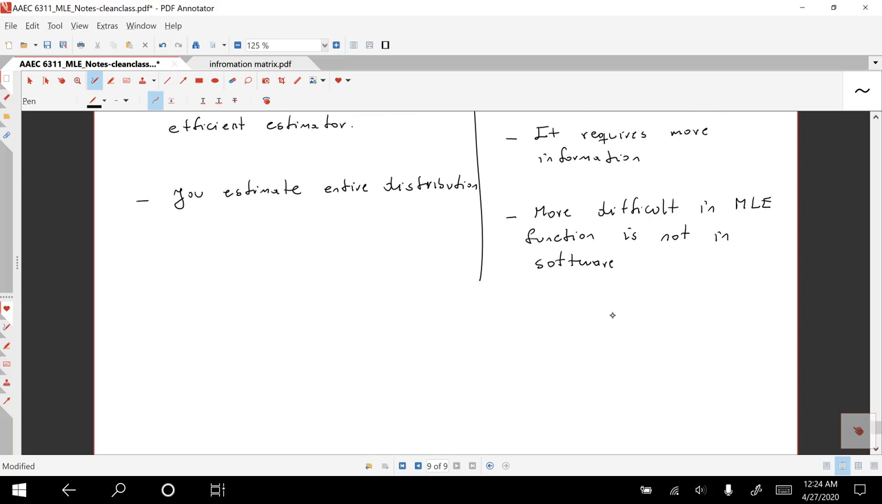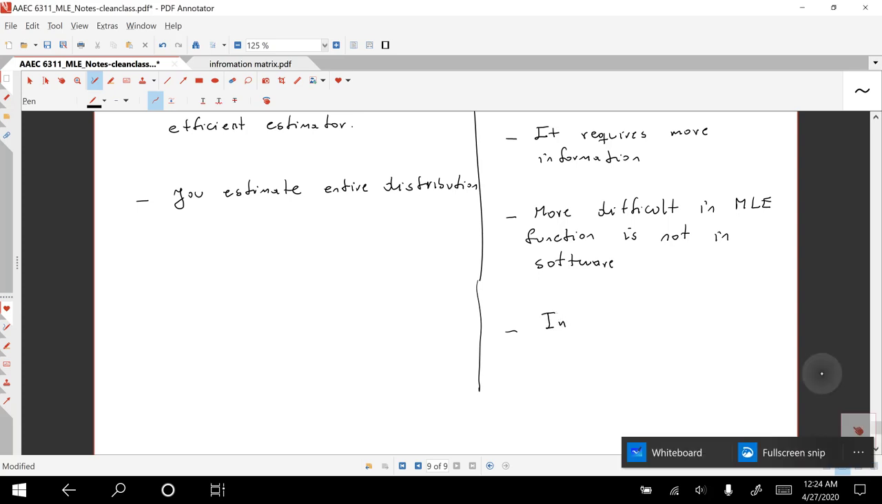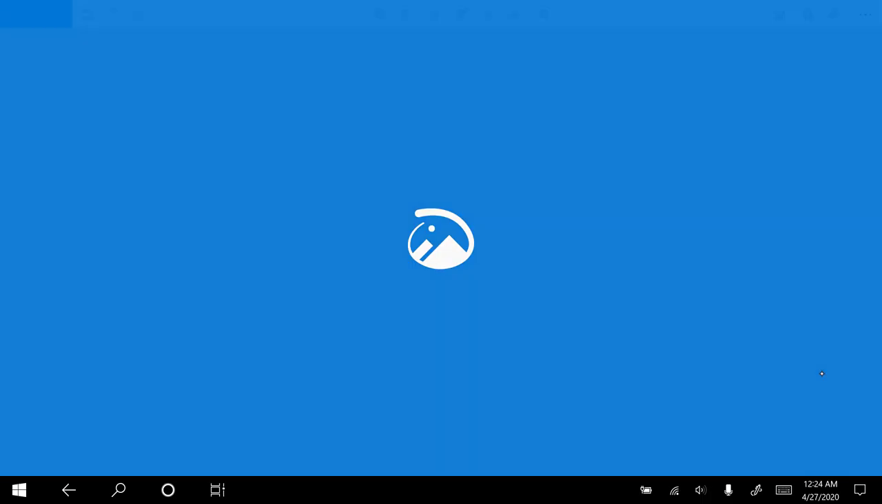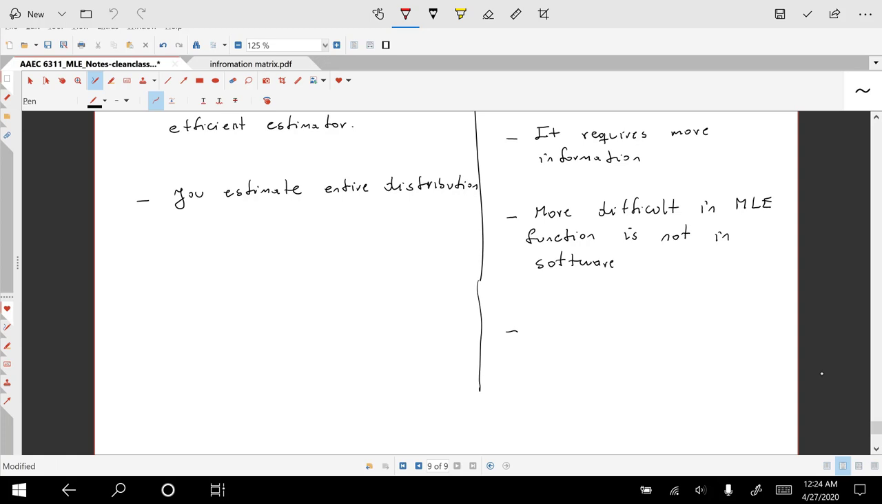Okay, and the tricky part too is that in most cases you're going to get inconsistent estimates if the distribution selected is incorrect. There are some distributions that are robust, but only in special cases.